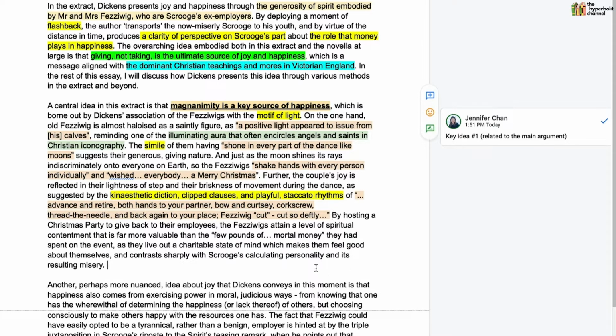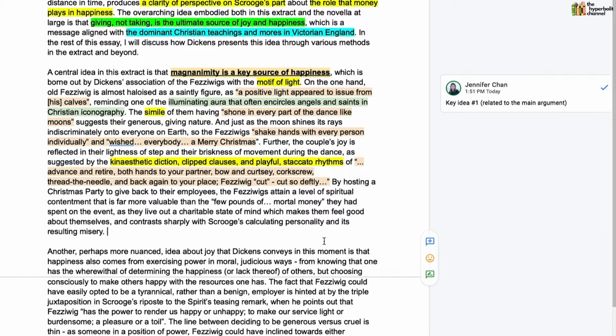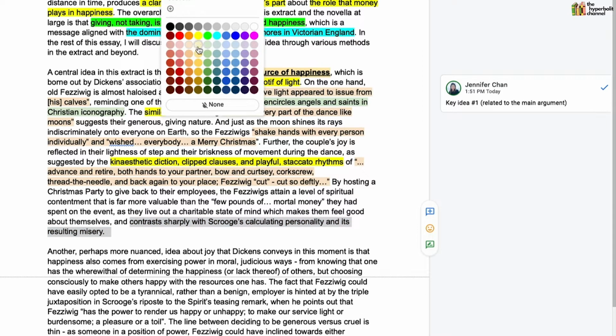And by hosting a Christmas party to give back to their employees, the Fezziwigs attain a level of spiritual contentment that is far more valuable than the few pounds of mortal money they had spent on the event, as they live out a charitable state of mind which makes them feel good about themselves and contrasts sharply with Scrooge's calculating personality and its resulting misery.